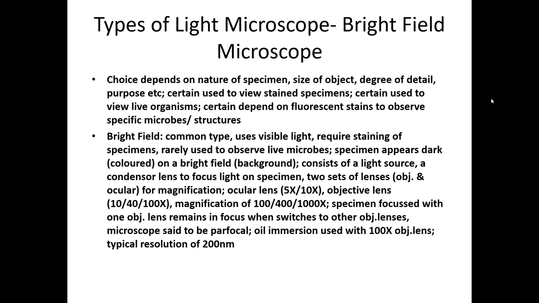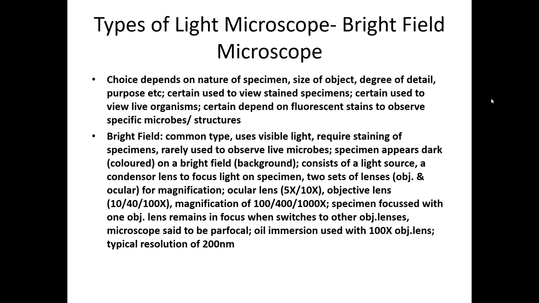When we are using immersion oil with 100x, we can improve the magnification. So, can anybody type in the comment box what is the magnification obtained when we are using oil immersion objective lens? We have discussed it in the last class. The maximum magnification. Very good, Shalini. 1400x. Why? Because the refractive index of air is 1, whereas the refractive index of our immersion oil is 1.4. So, into 100 it will come to 1400x.